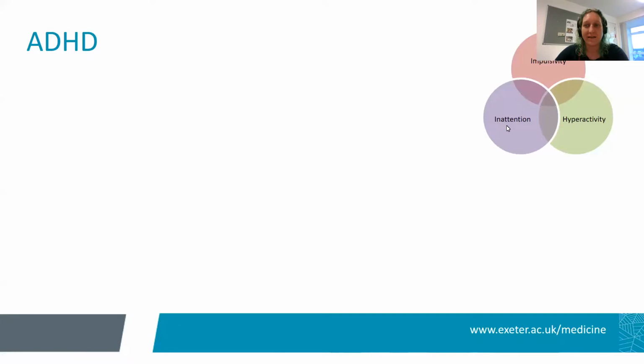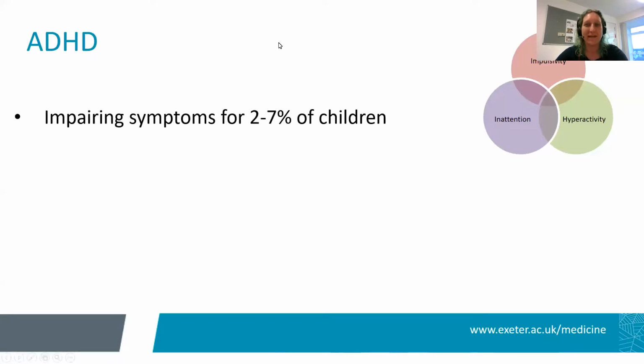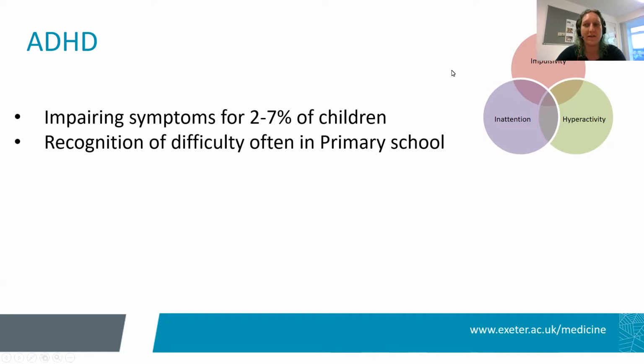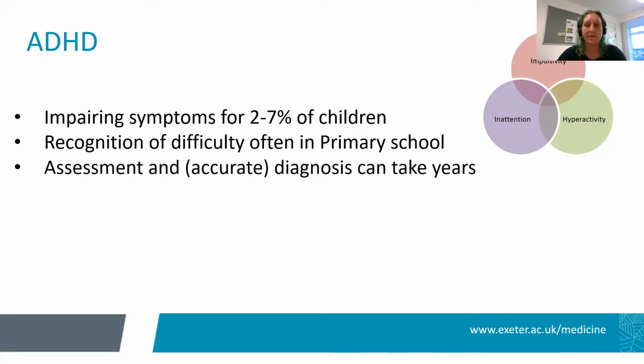So what is ADHD for people who don't know? It's when you have impairing levels of a cluster of 3 different traits: inattention, impulsivity, or hyperactivity. The interesting thing is that recognition of difficulty often happens in primary school, but to assess and accurately diagnose ADHD can take years. I quite often hear from families that their child was initially diagnosed with something else, like autism. It's a difficult thing to recognize.